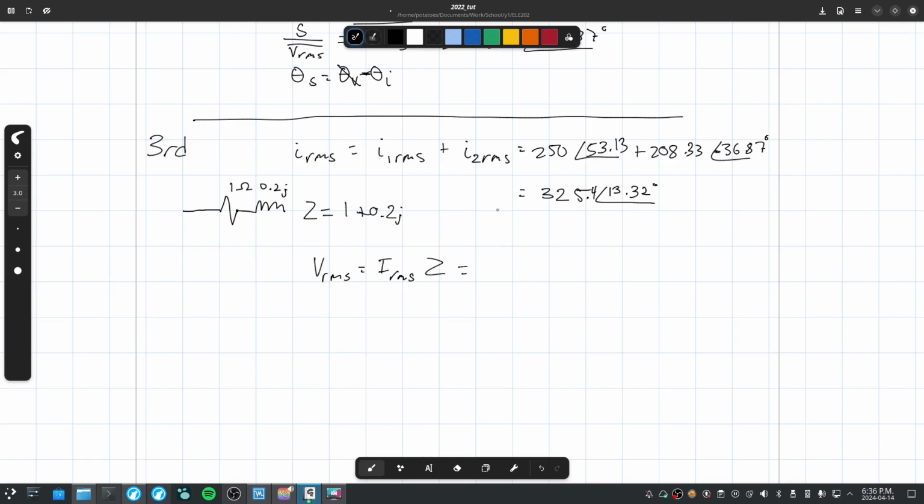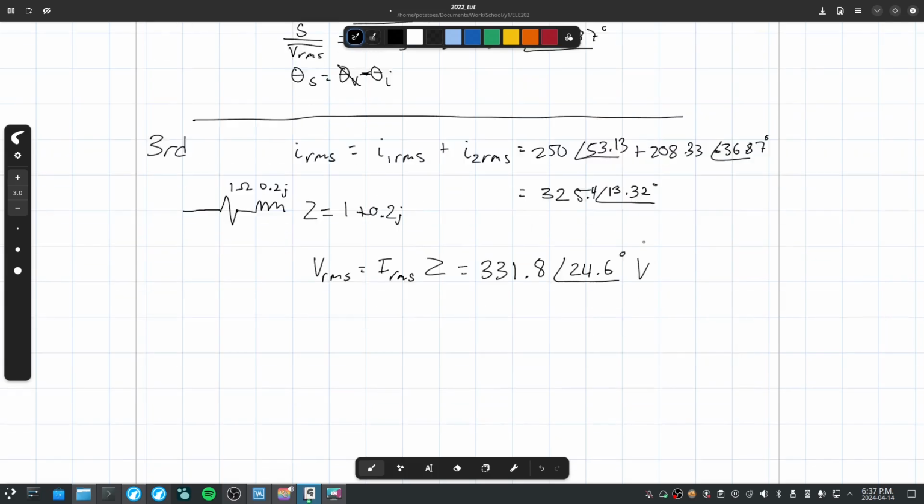I need to set my calculator in polar form. I left it on rect. Anyway, 331.8 with a phasor of 24.6 degrees volts. That's our V RMS.